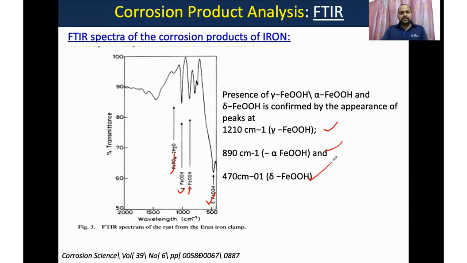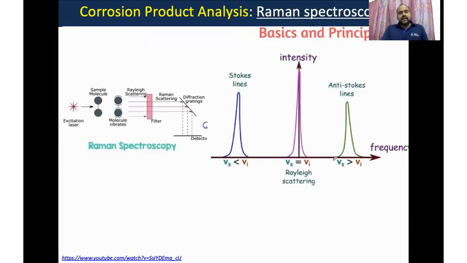Another tool is Raman spectroscopy, and sometimes we call it a complementary measurement to FTIR. Here again we have a very focused incident light. Generally we use laser light, and the concept of Raman is this: let's say a light is interacting with a material.